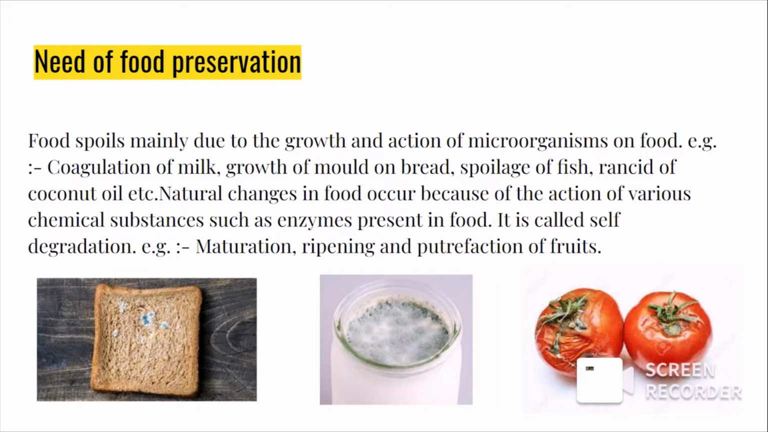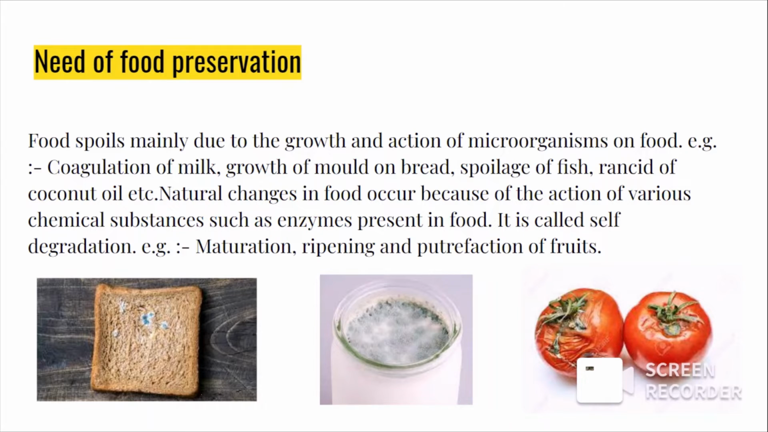So you all know that microorganisms can spoil our food in different ways, like coagulation of milk, growth of mold on bread, spoilage of fish, rancidity of coconut oil, etc. Natural changes in food occur because of the action of various chemical substances, such as enzymes present in food. It is called self-degradation. Some examples are maturation, ripening and putrefaction of fruits.